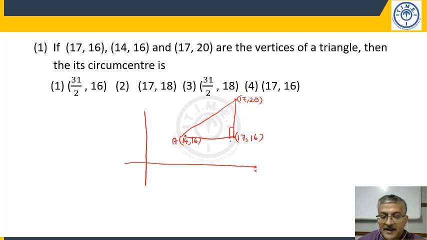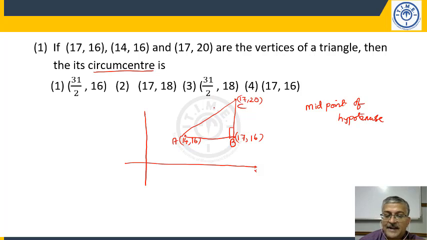It is a right angle triangle. We know that in a right angle triangle, the circumcenter is the midpoint of the hypotenuse. Right angle triangle lo circumcenter is the midpoint of the hypotenuse. So this is the right angle at B (17,16). So this is the circumcenter.